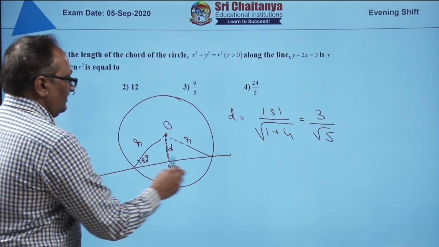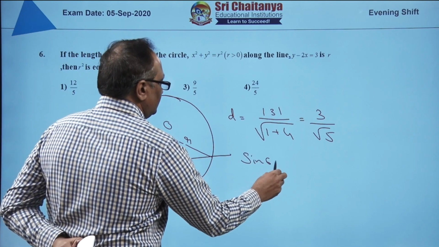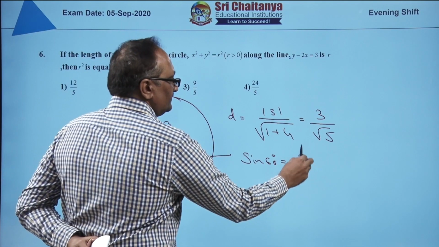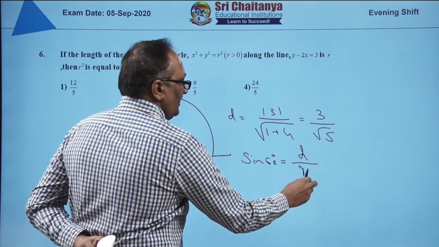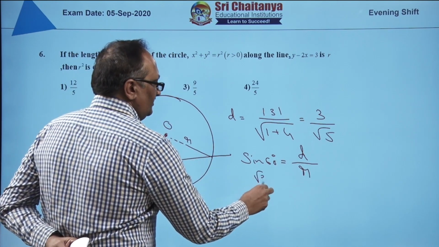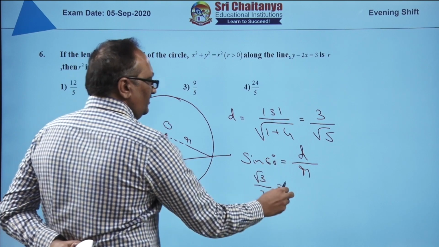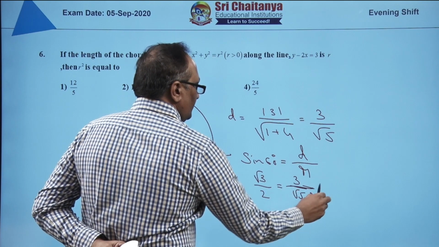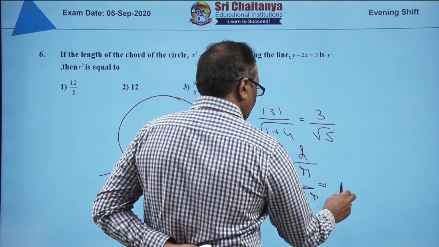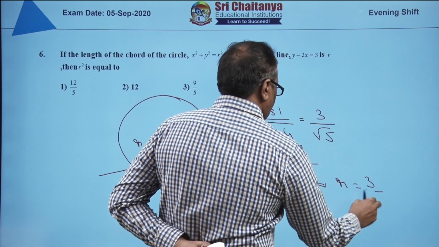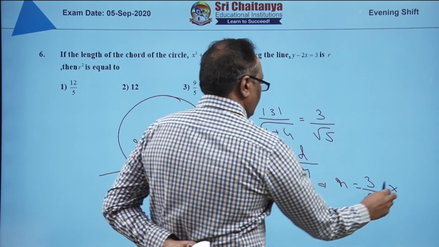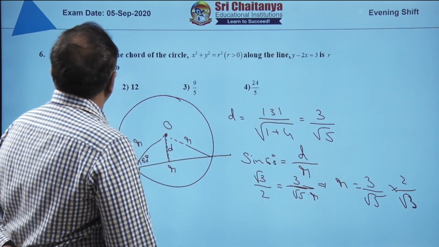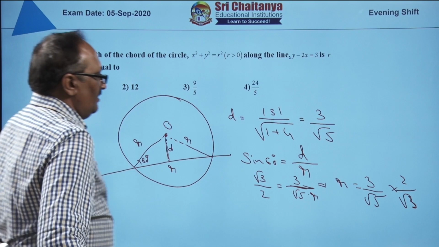For this triangle, if you apply sine 60 degrees, sine 60 degrees is the opposite side, which is d, over the hypotenuse, which is r. The sine 60 degrees value you know is root 3 by 2, so the d value obtained here is 3 by root 5 into this value r. From this, r is nothing but 3 by root 5 into 2 by root 3, and in the question they are asking the value of r square.